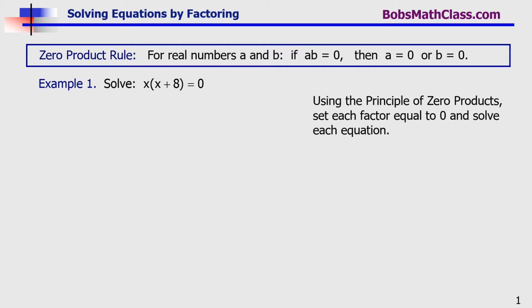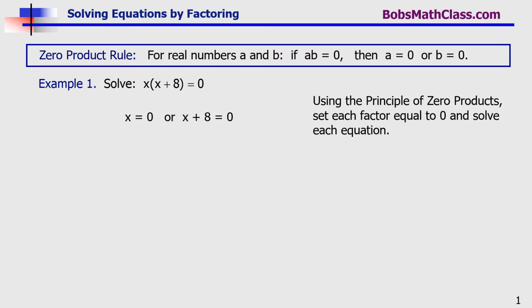Okay, so what's the principle we're going to use? The principle is zero products. Set each factor equal to 0. So we have x times x plus 8 equals 0. We're going to write each factor equal to 0. This is only true because it has a 0 and it's two factors being multiplied to equal 0. So you just write x equals 0 or x plus 8 equals 0.